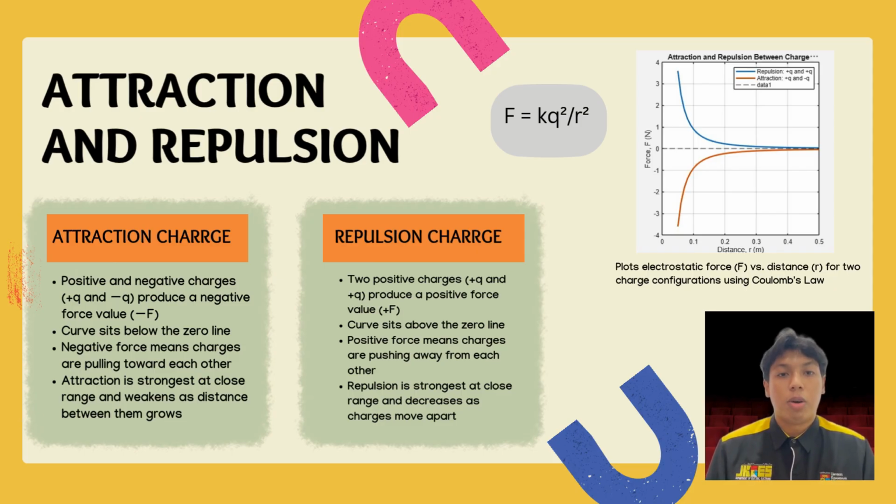Now, for repulsion, when two positive charges interact, they produce a positive force value. The blue curve sits above the zero line, meaning the charges are pushing away from each other. Just like attraction, repulsion is also strongest at close range and decreases as the charges move apart. In conclusion, opposite charges attract while like charges repel, and in both cases, the force is strongest when the charges are nearest to each other.